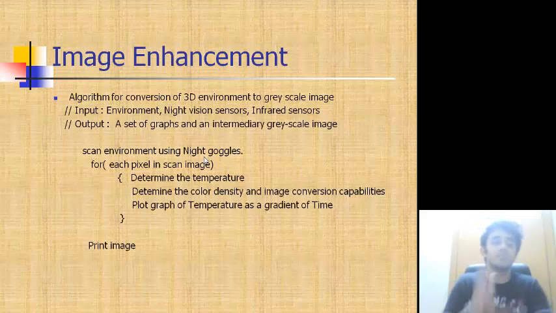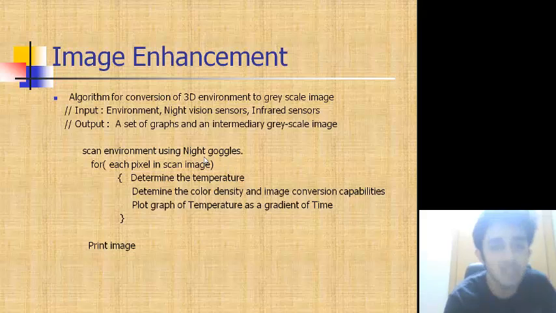This image enhancement deals with conversion of the 3D environment into an intermediary grayscale image. The input is obviously the environment, the sensors and the infrared sensors. The output is a set of graphs and an intermediary grayscale image.